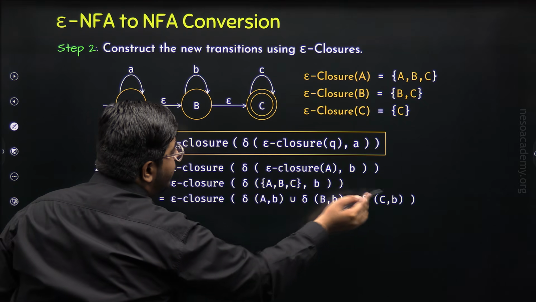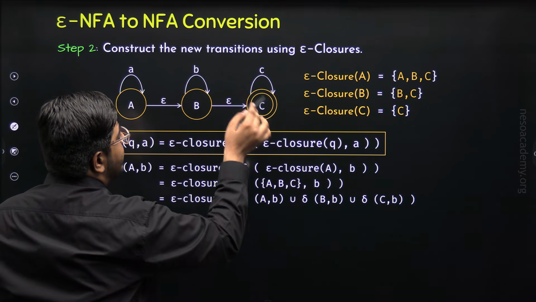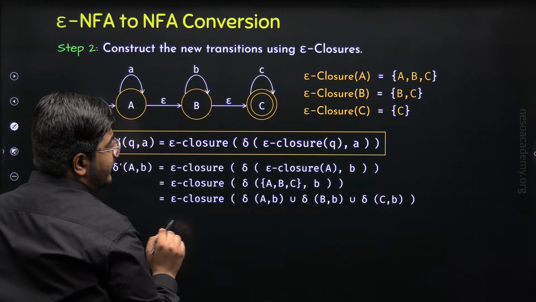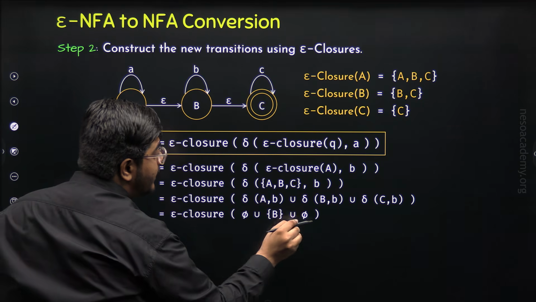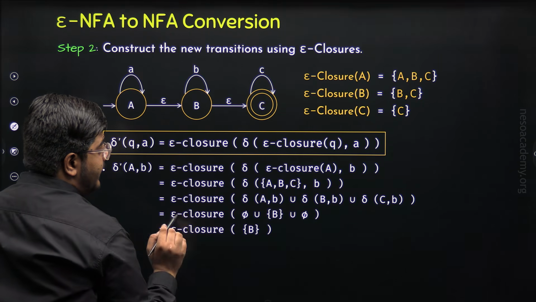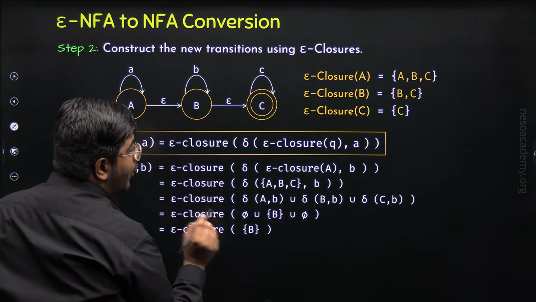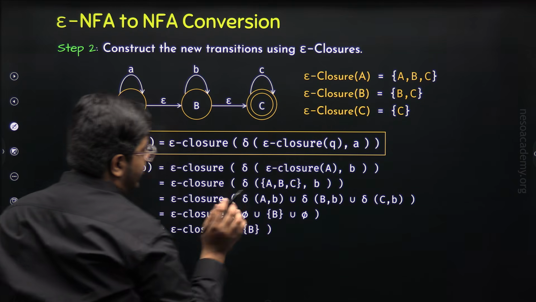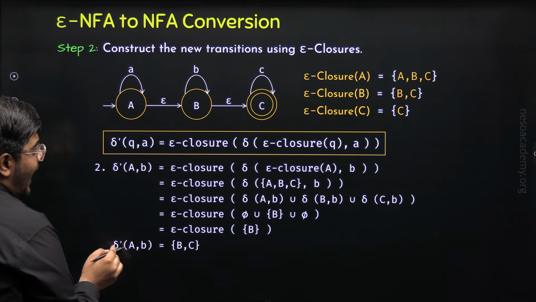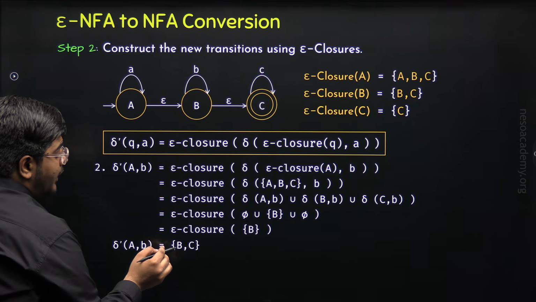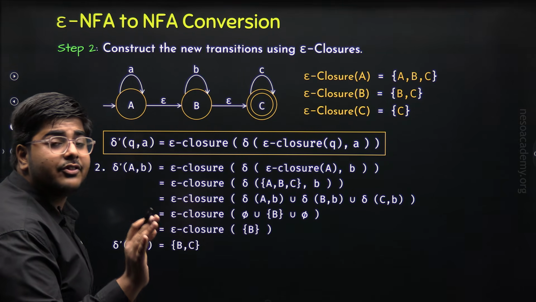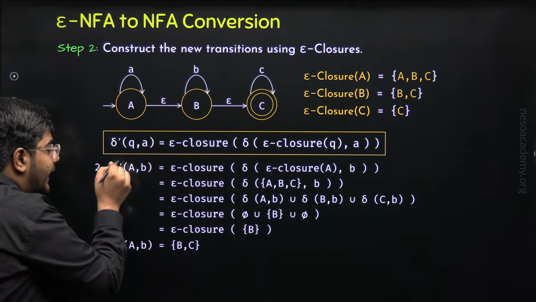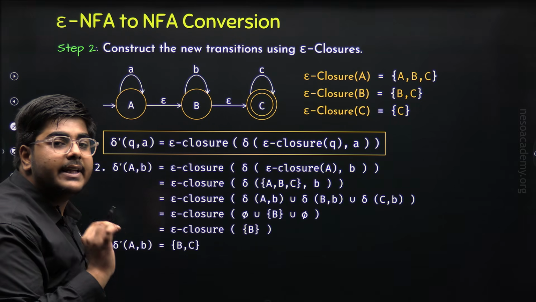And C on getting input symbol B, also there is no transition. So we will get phi union B union phi. And on taking the union, we will get B. The epsilon closure of B is B comma C. That is why delta dash A comma B will be equal to B comma C. In this way, we have calculated the transition for the state A on getting input symbol B.